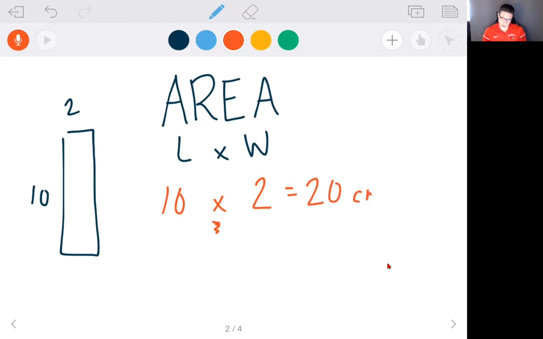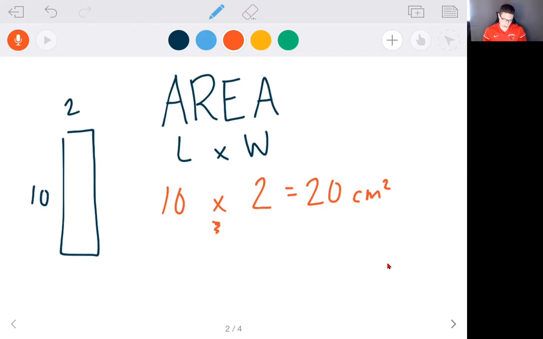20 centimeters, and this is going to be squared because it's the amount of area on the inside. So that has to have that 2 up there. 10 2s. You can count by 2s 10 times, or you could count by 10s 2 times. But 10 times 2 is 20.